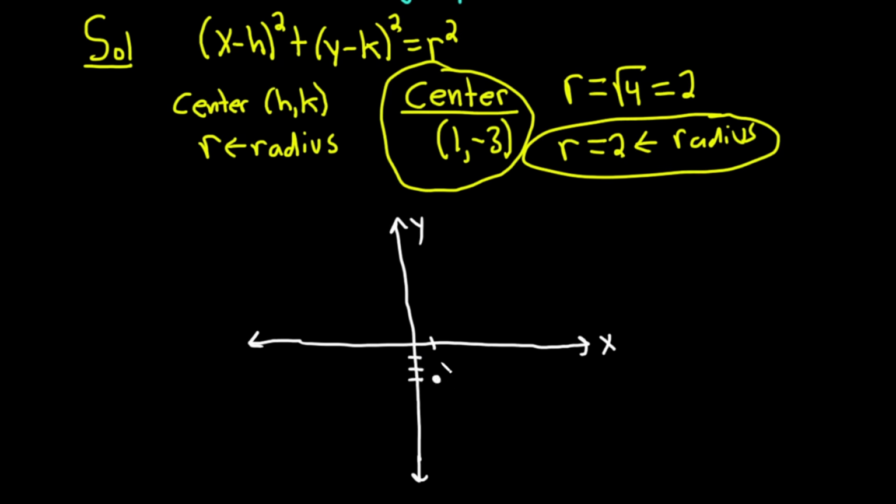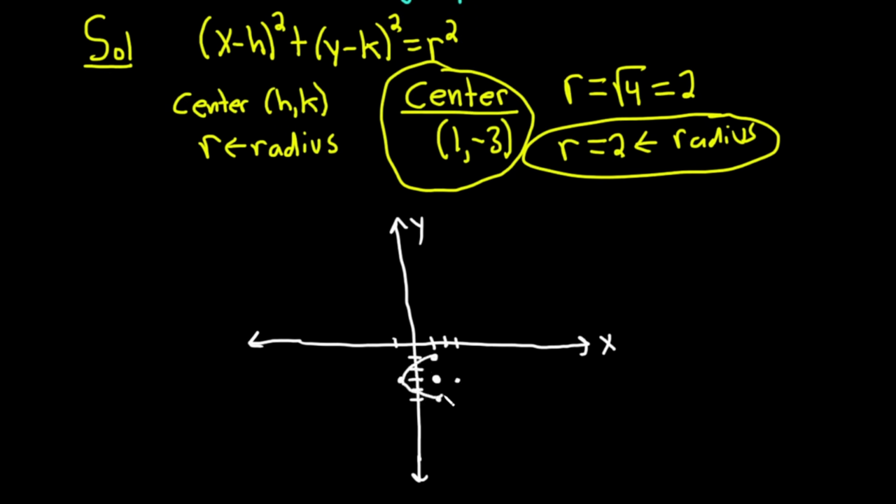And the radius is 2. This means that from the center, you want to go up, down, left, and right by 2. So I'm going to go up 2, put a dot. Go down 2, put a dot. Go right 2, put a dot. Go left 2, put a dot. Again, up 2, down 2, left 2, right 2. And then attempt to connect the dots and make a circular shape.